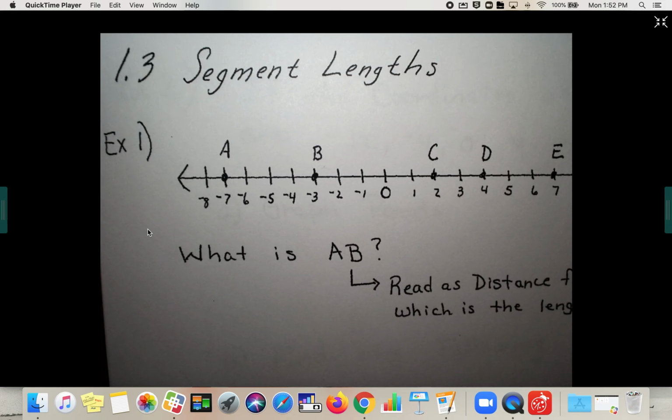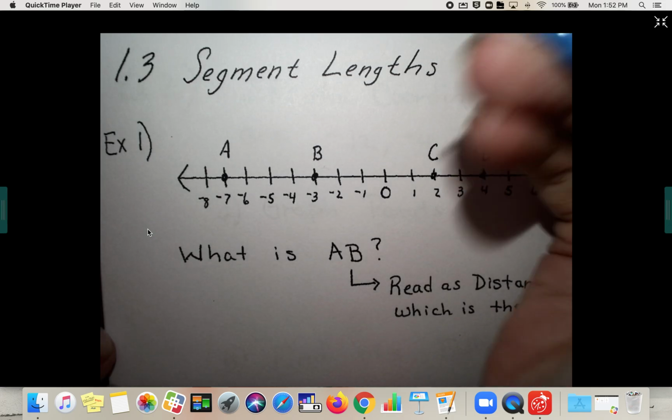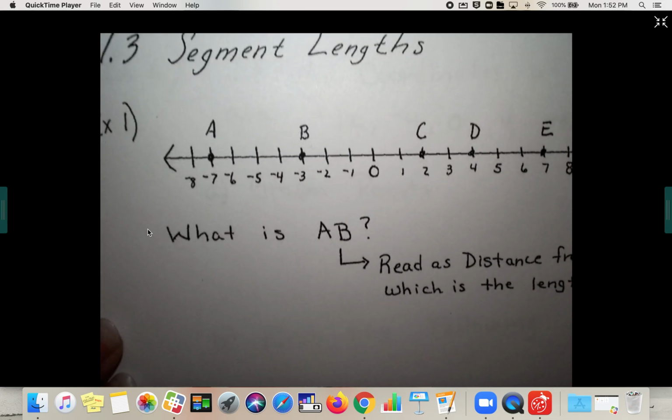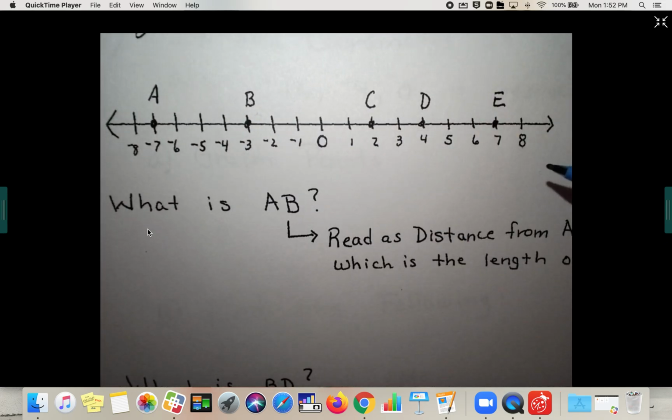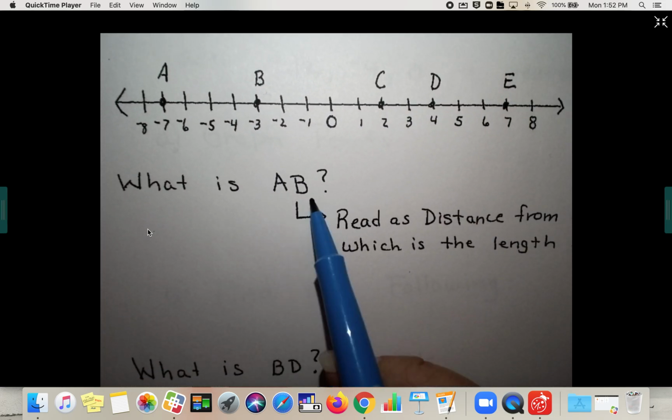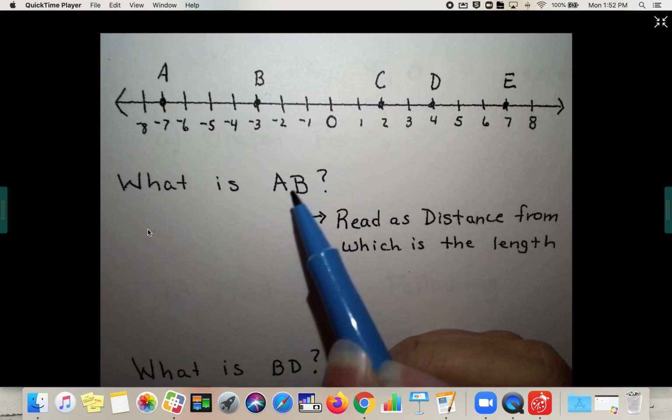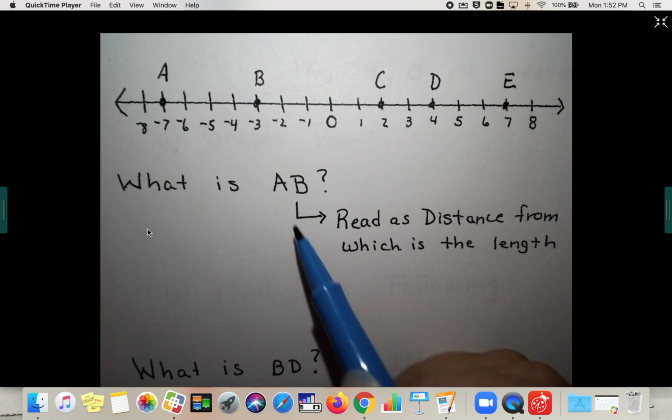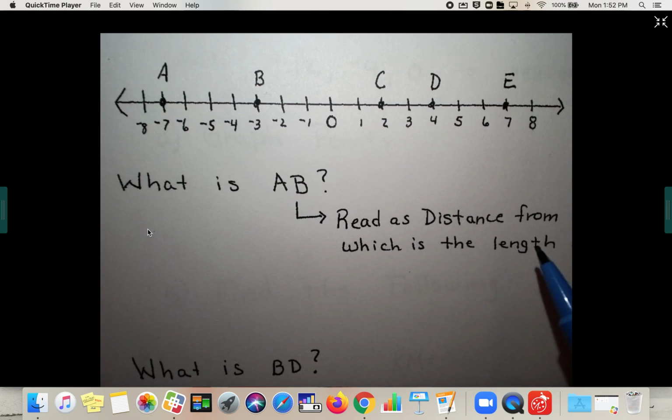Geometry 1.3 notes. It's on segment lengths. So here's our first example. You have a number line here, and it says, what is AB? In geometry, you need to read this as what is the distance from A to B. So read it as, what is the length from A to B.